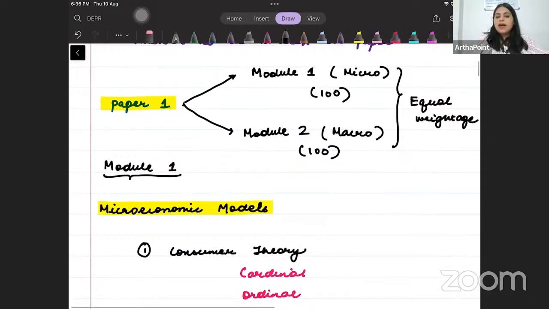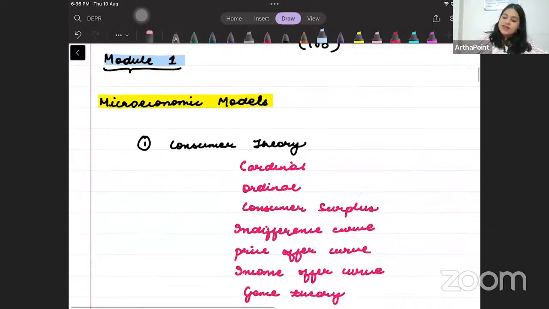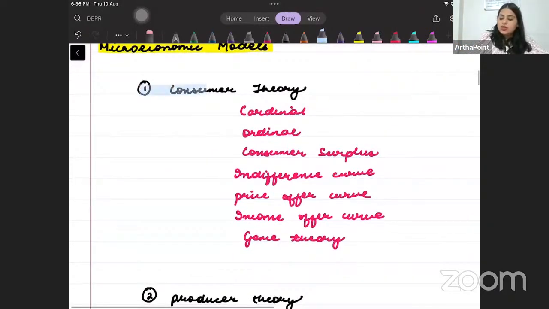So each of these papers is going to carry equal weightage. Let's start by understanding what is module 1. When we talk about module 1, that is microeconomics, we have multiple topics in microeconomics. Microeconomics के अंदर ही अलग-अलग topics हैं. The first topic that we have is called consumer theory. Right? Now, what will they ask exactly in consumer theory?